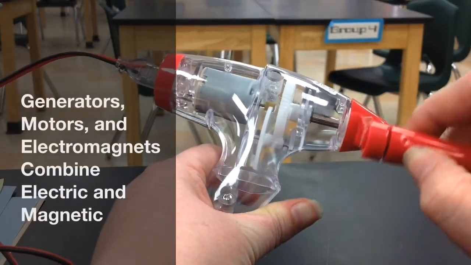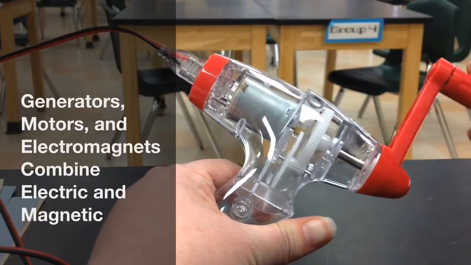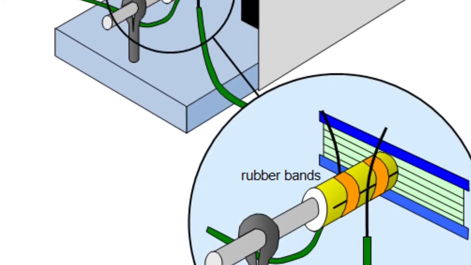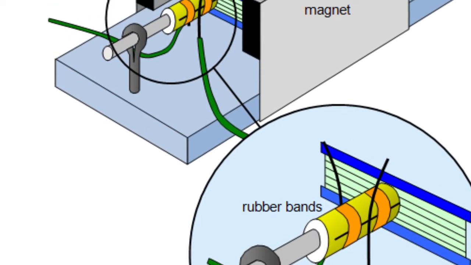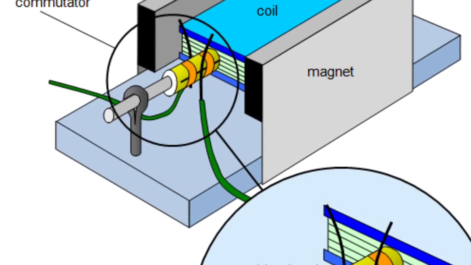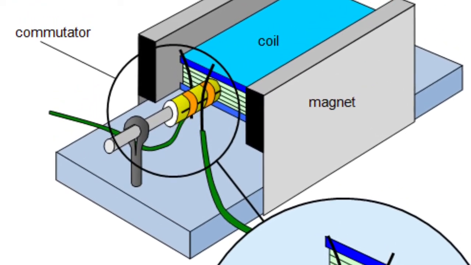Often when we talk about magnetic and electric forces, we see them working together. An example would be an electric generator. The generator works the same way as an electric motor, but in reverse. When the coils are turned within the magnet, it causes the electric current to flow through the wire.